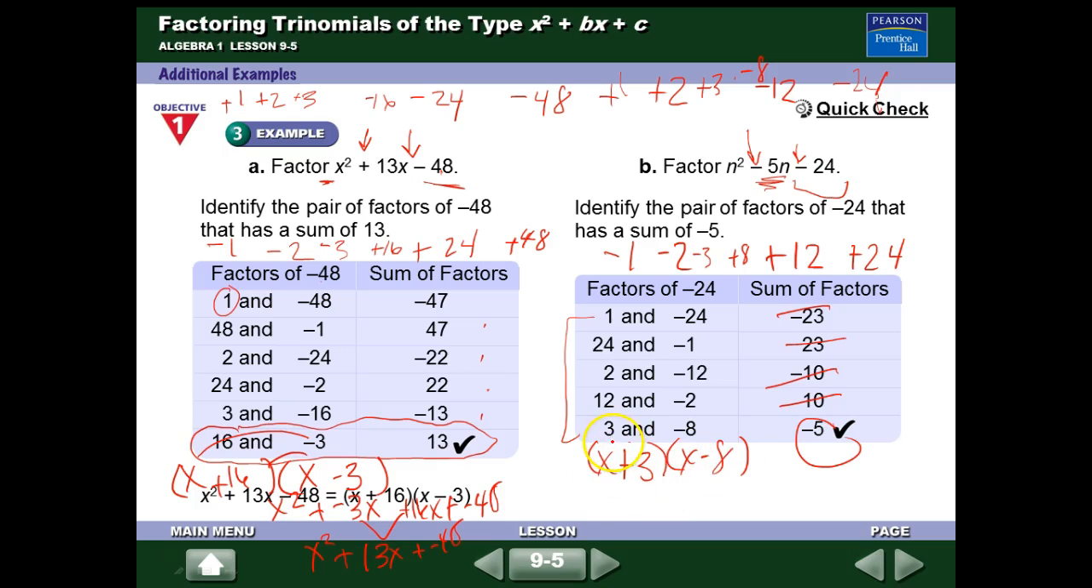Now let's check it. FOIL first. Outer. Inner, 3 times x. Last. Negative 8 plus 3 is going to give me a negative 5x minus 24, x squared out front. This does match what we started with, so these are the factors I'm looking for, and you've checked to make sure.